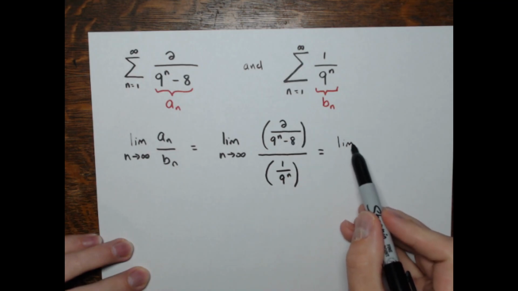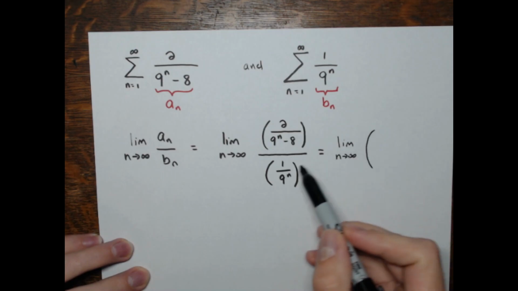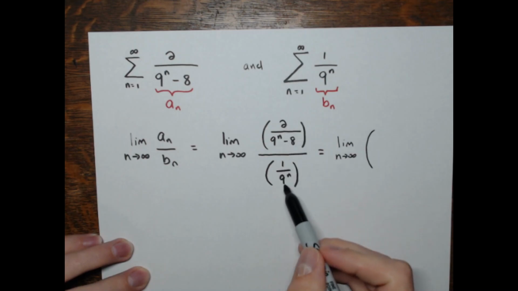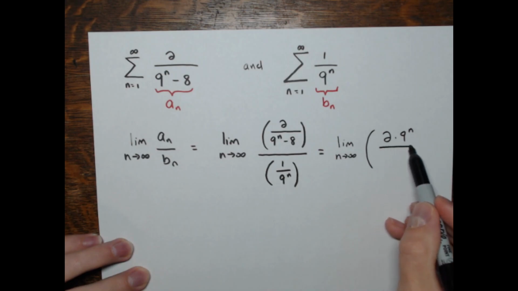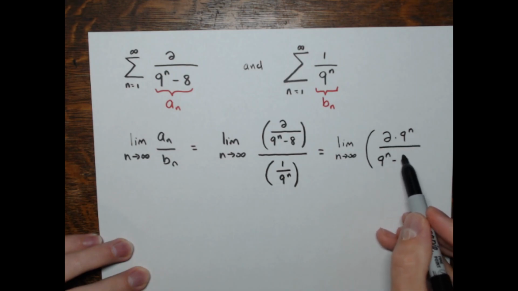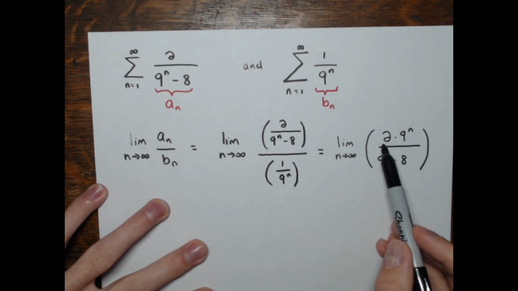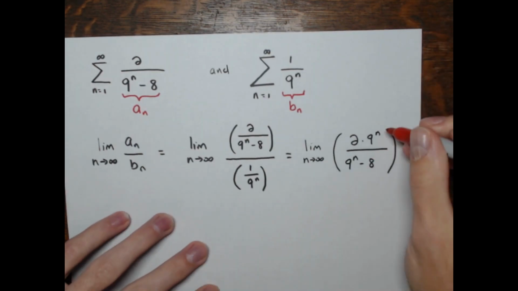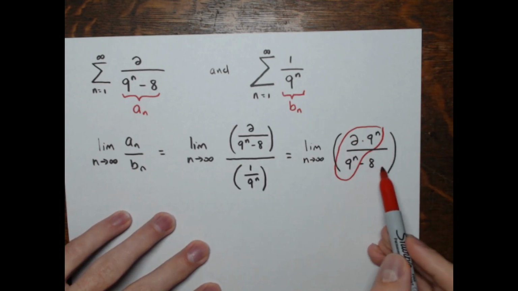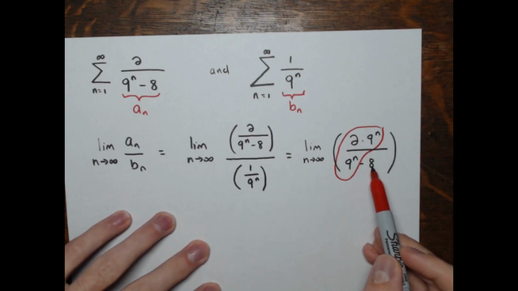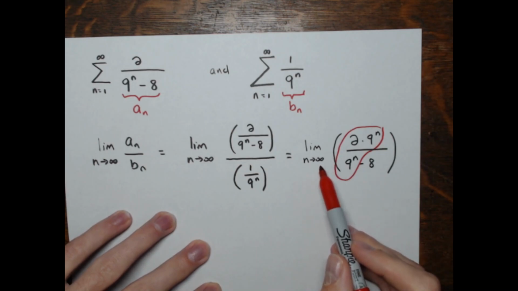So this would be the limit as n goes to infinity of 2 over 9 to the nth minus 8 times 9 to the nth. So you'd have 2 times 9 to the nth power in the numerator, and then 9 to the nth minus 8 in the denominator. And then I hope you see that it would be basically just like having this limit here, right? Just the numerator going to infinity, the denominator going to infinity, but this minus 8 really doesn't have much of an effect when n is getting gigantic.